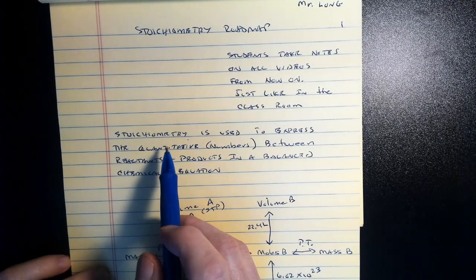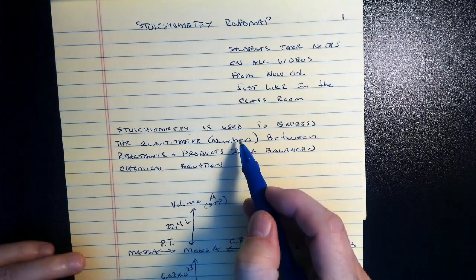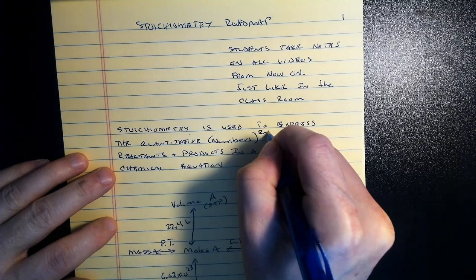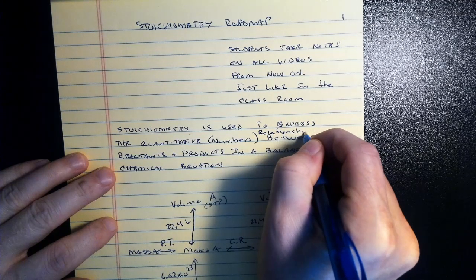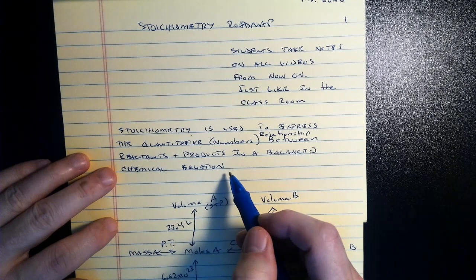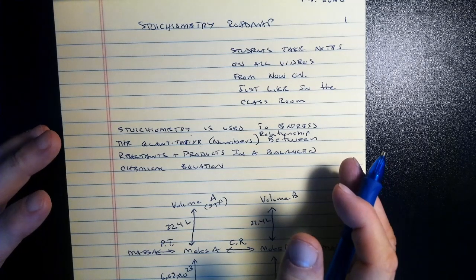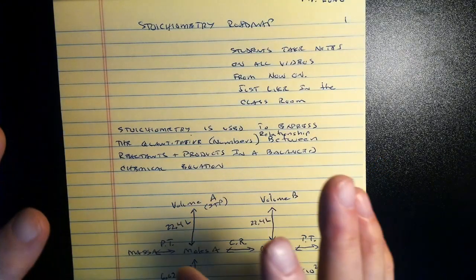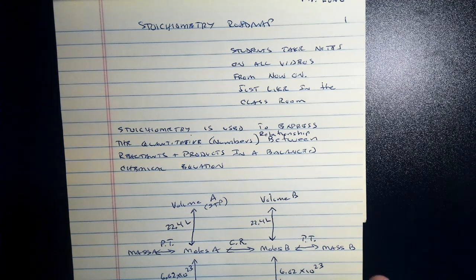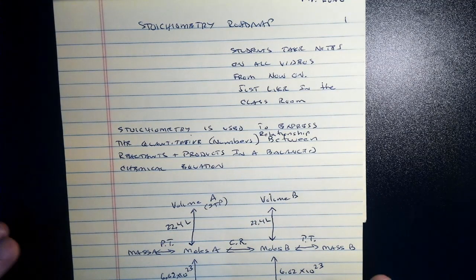But anyway, stoichiometry, and that's a really big word, is used to express the quantitative, which is numbers, relationship between reactants and products in a balanced chemical equation. So it's all about the numbers, and you have to have a balanced chemical equation. Now I'm going to go faster than you can write at this point, so you may certainly pause the video and take better notes. You can do that at any time on any of the videos that I make.